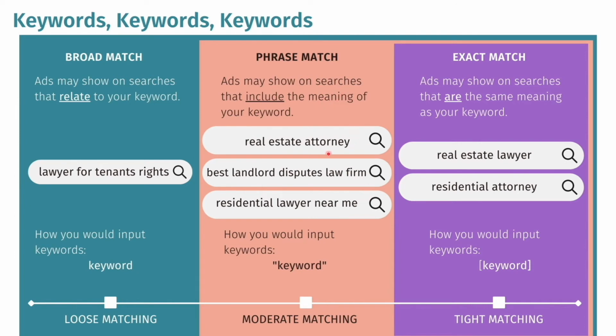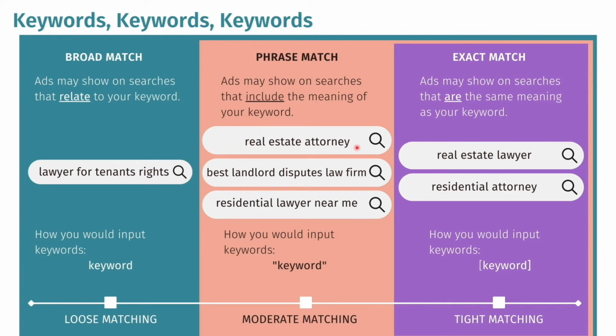So real estate, what could also be real estate? Property. So property, lawyer, because attorney and lawyer are the same thing. It means the same thing. So essentially, real estate attorney and property lawyer could cause your ad to trigger if you had real estate attorney as a phrase match keyword, which is a good thing that we have more control with phrase match.